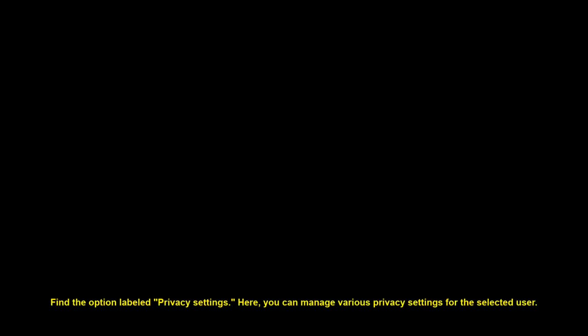On the User Details page, look for the Mail section. Find the option labeled Privacy Settings. Here, you can manage various privacy settings for the selected user. After making necessary adjustments, scroll down to save your changes. Once saved, review to ensure that the settings reflect your preferences.